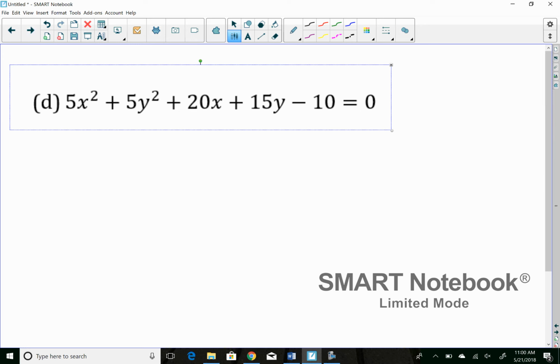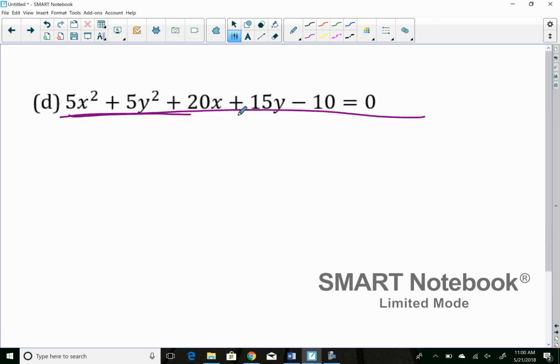Last one, first thing I notice is everything here has a factor of 5. So I could go through and divide everything by 5, which gives me x squared plus y squared plus 4x plus 3y minus 2 equals 0. And then I can go through and try and do everything from there.